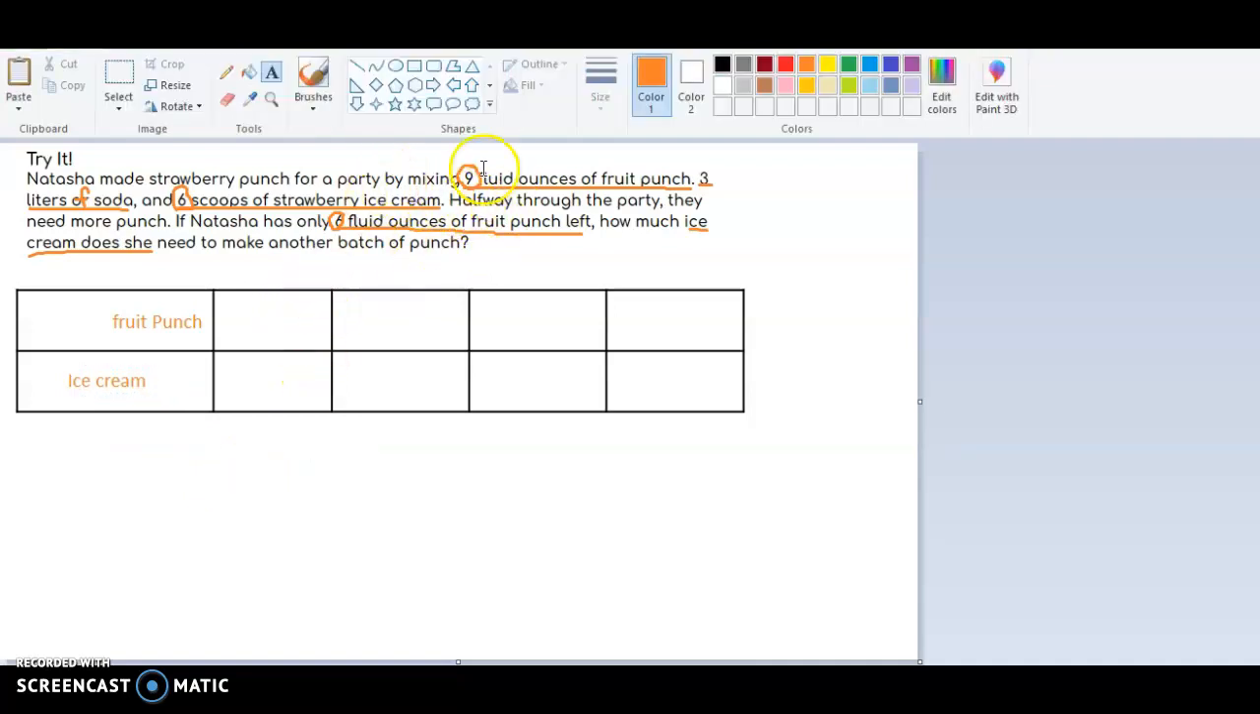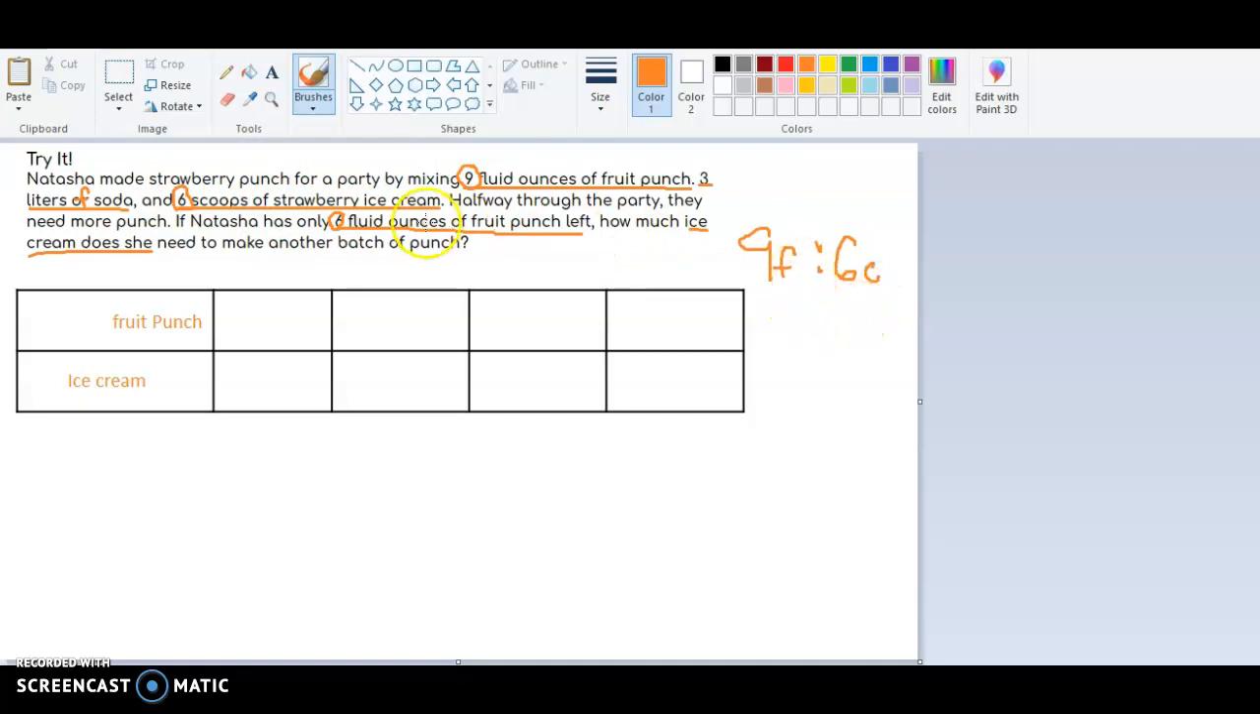And then I'm going to look and see what that ratio is. It's going to be in that first sentence together. I see 9 fluid ounces of fruit punch. I'm going to put an F for fruit punch. And then I see 3 liters of soda, which isn't really helpful, and 6 scoops of strawberry ice cream. So 6, and I'm going to put C for ice cream.